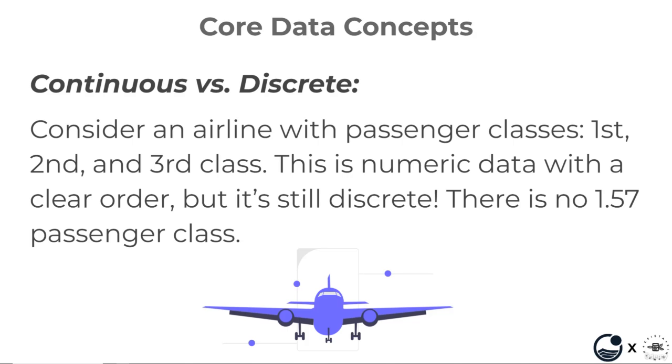But why is this still discrete? That's because not just any value can be taken. That is, there's only a certain amount of discrete values that the data can take. It can only take first, second, or third class.